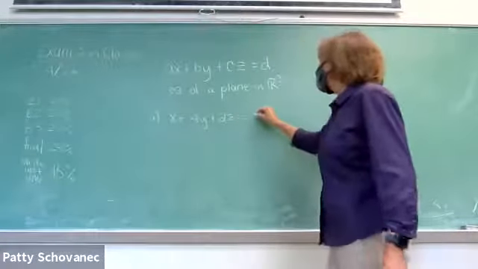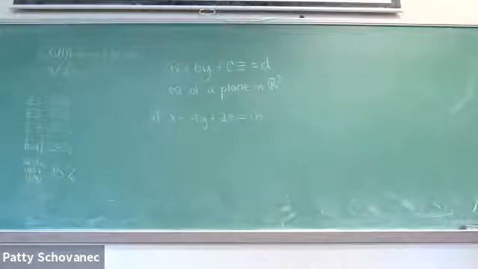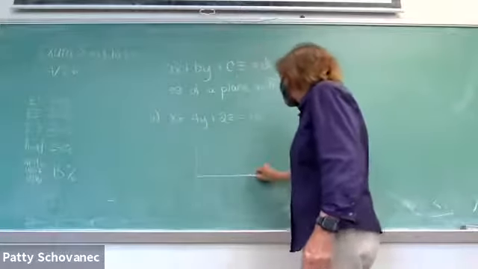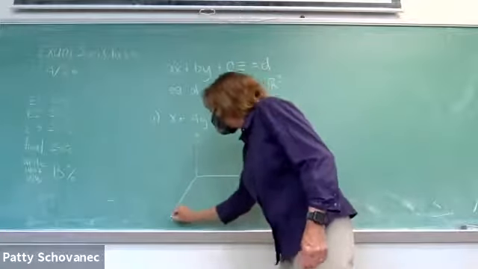I won't put a 6, let me put a 16 out here. x + 4y + 2z = 16 is the equation of a plane. I'm going to draw this plane by drawing where this plane intersects the xy plane, the zy plane, and the xz plane, like this. So here's my z-axis, there's my y-axis, and then in my cube, this is the x-axis.